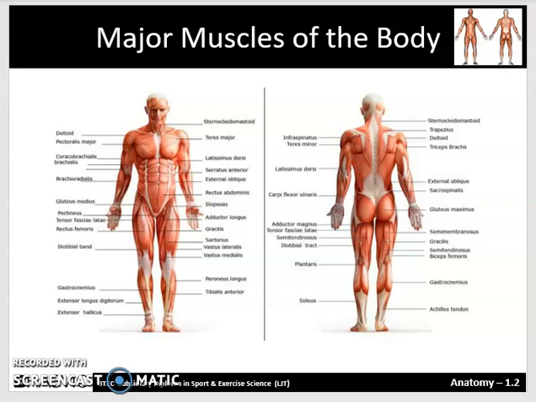Here we have a front-facing photo of all the muscles in the body, and a back-facing photo of the muscles in the body. There are 16 muscles that make up the legs, a few of them being the gluteus medius, the gluteus maximus, the quadriceps, obviously the hamstrings, the tibialis anterior, the gastrocnemius, the rectus femoris, the extensor hallucis, and the gracilis.